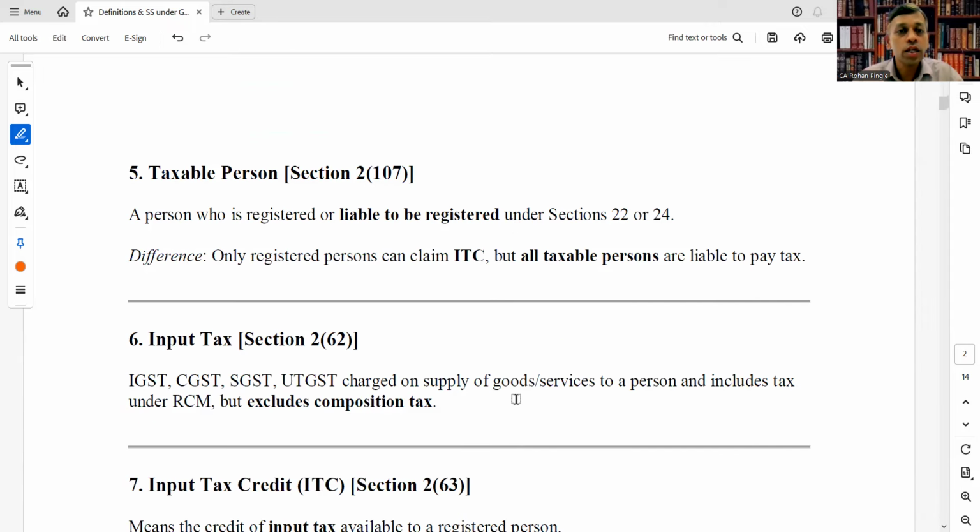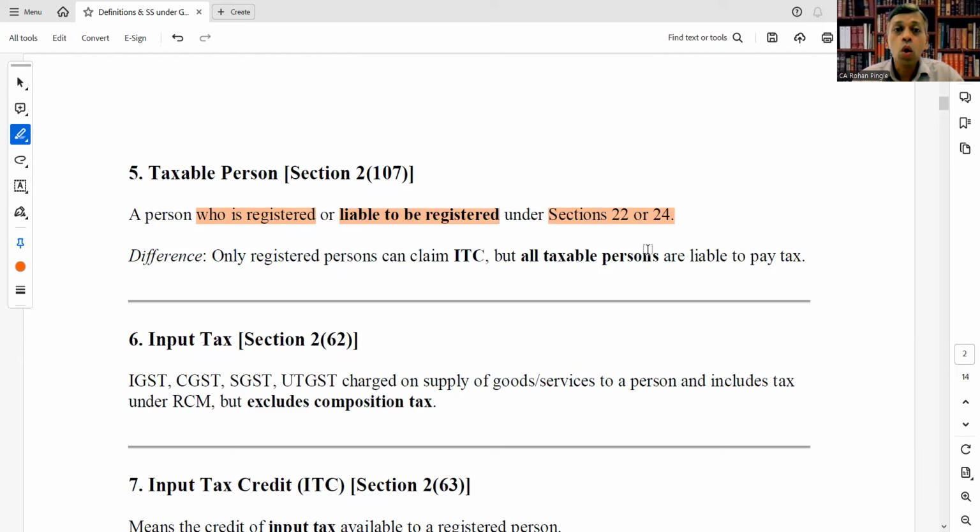Next definition, taxable person, section 2, subsection 107. Who is a taxable person? A person who is registered. Means a person who is not registered is not a taxable person. A person who is registered or liable to be registered under section 22 or 24 is called a taxable person.